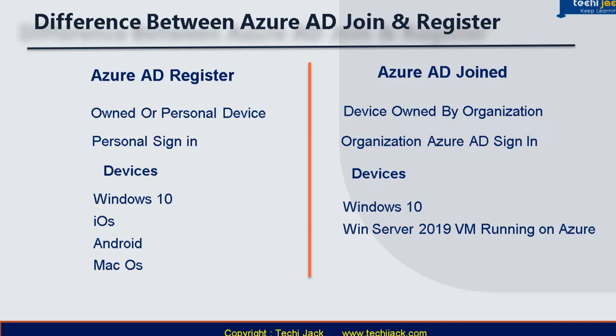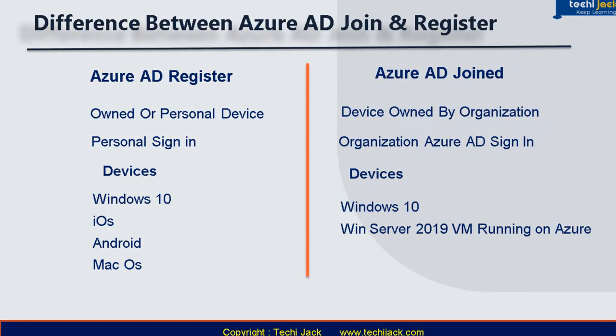And if you talk about Azure AD Join, the devices that are Azure AD joined are owned by an organization and are signed in with an Azure AD account belonging to that particular organization, and they exist only in the cloud. The devices are Windows 10 and Windows Server 2019 virtual machines running on Azure.